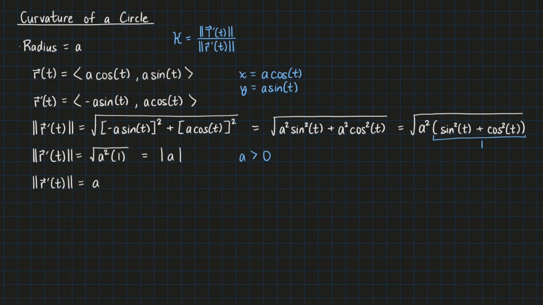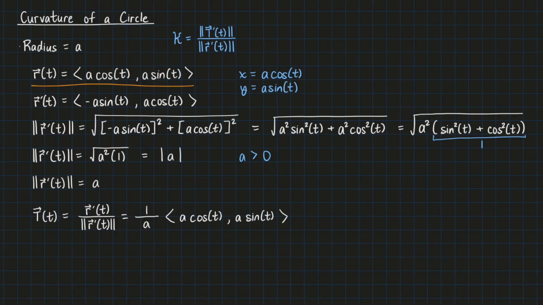First, let's get T of t. The unit tangent is r prime of t over the magnitude of r prime of t. Like before, I'm going to write 1 over the magnitude of r prime of t, which is a, and this gets multiplied with r of t, and then the a's will cancel. Next, we can find T prime of t.